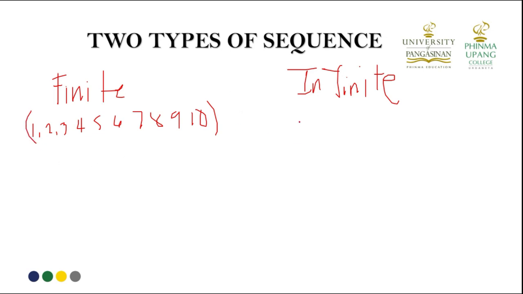Can you give me an example of infinite numbers? 10, 20, 30, 40, 50, and so on. Okay, very good. Don't forget, if it has an ellipsis symbol, that is infinite. Thank you so much for sharing your ideas. And those are the two types of sequence, as simple as that. When it's finite, you can count it, there's an ending. When it's infinite, there's no stopping.